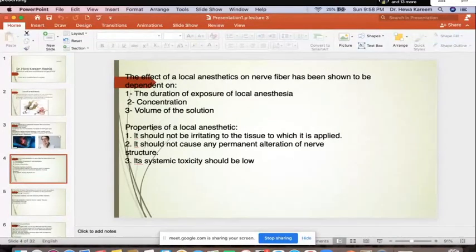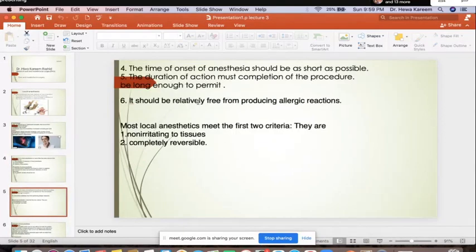Ideal properties of local anesthesia, two or three points you must know. Should not be irritating to the tissue, should not cause any permanent alteration of the nerve structure, and systemic toxicity should be low. These are six points, I only want three, not more.